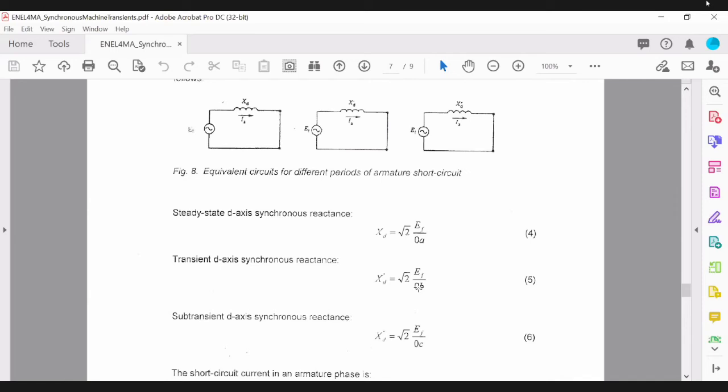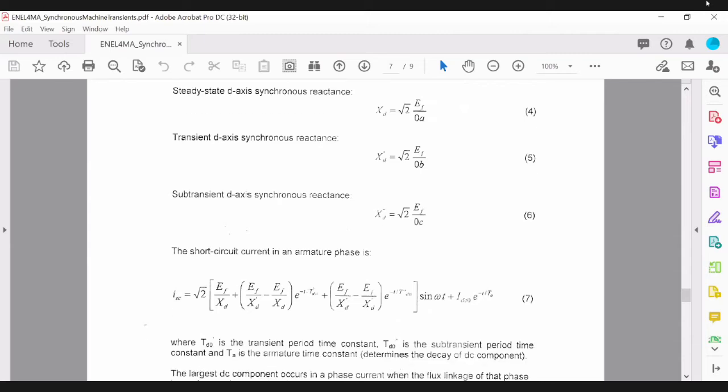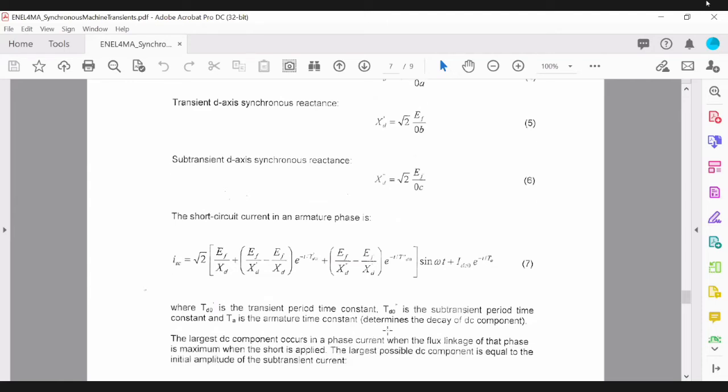So OA, OB, and OC will basically determine the value of your transient reactance, or your subtransient reactance, or your steady state reactance. So equation 7 is basically giving you the total effective short circuit current of the armature for each of the time periods.